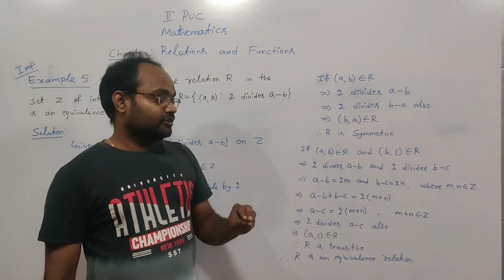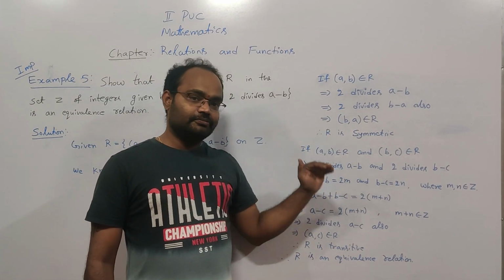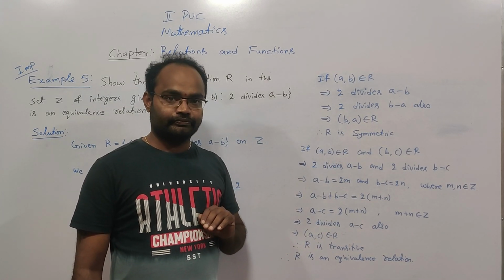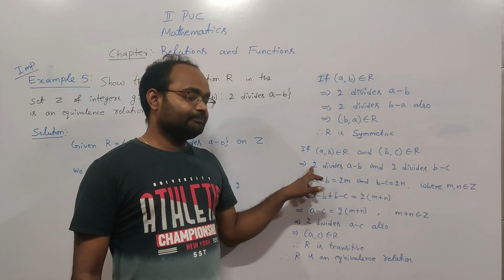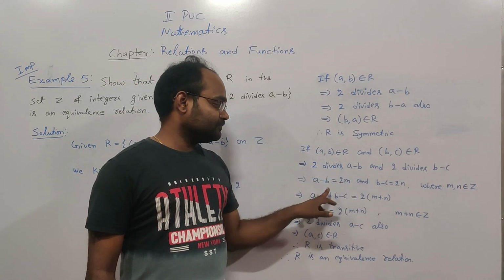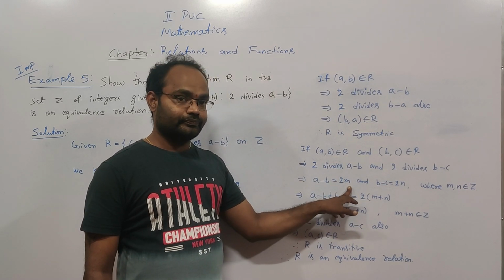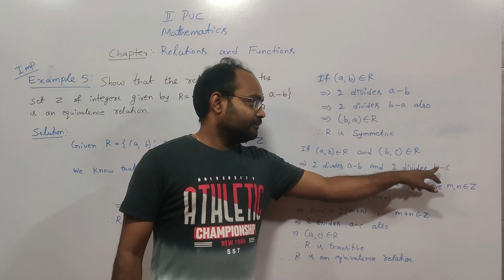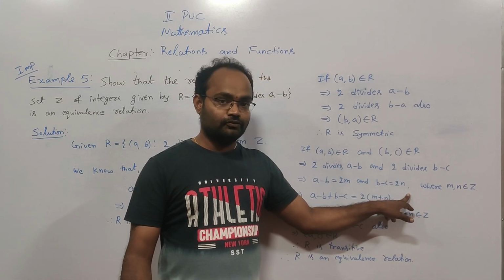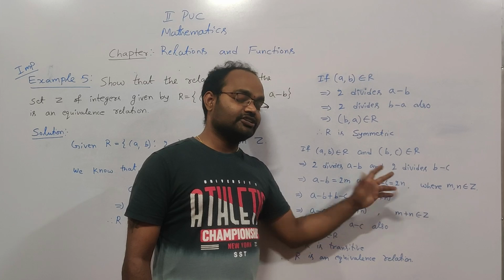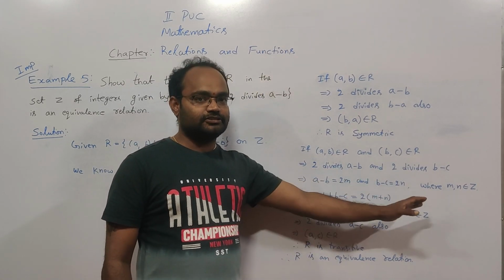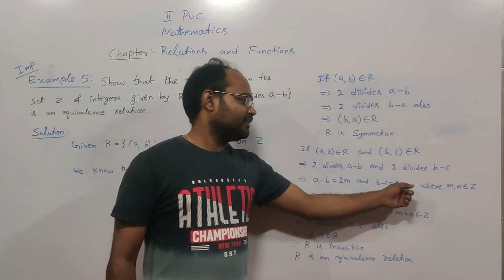Now if any number is divisible by 2, then it must be a multiple of 2. So therefore, if a minus b is divisible by 2, a minus b must be a multiple of 2. Similarly, b minus c is divisible by 2, then b minus c must be a multiple of 2. So here m and n must be integers, because we are finding the multiples. So where m and n are integers.